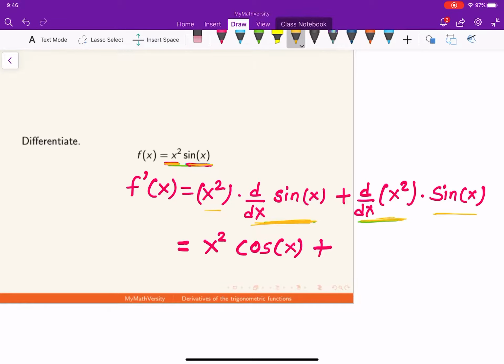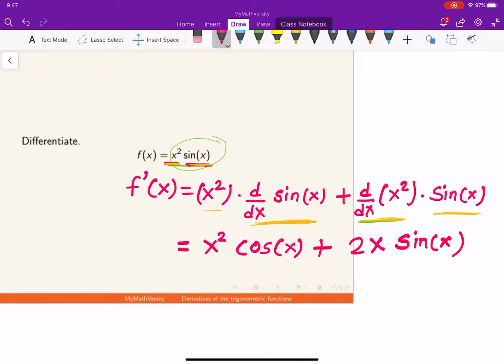x squared is a power function, so we can use the power rule. By the power rule, the derivative of x squared is: bring the power down, which is 2, write down the x as it is, and subtract 1 from the power, so 2 minus 1 is 1. So 2x is the derivative of x squared. Then multiply by the other function as it is, so we just write down sine x. And this is the derivative of the given function x squared times sine x.